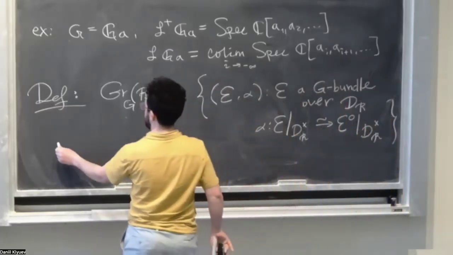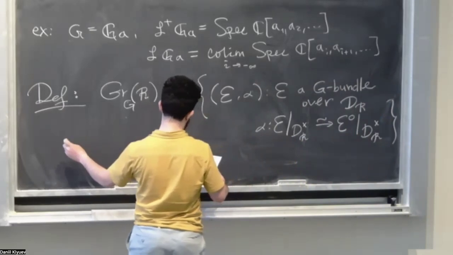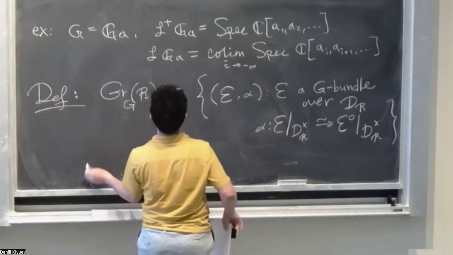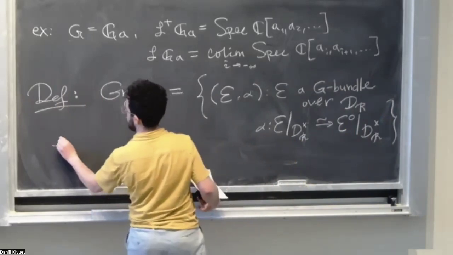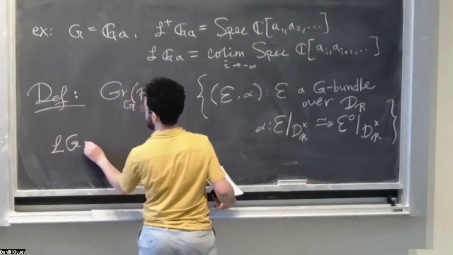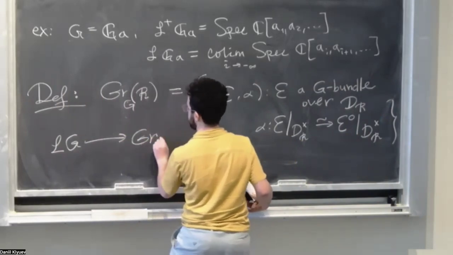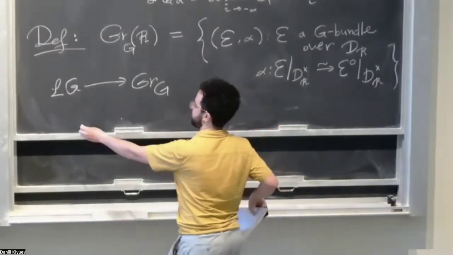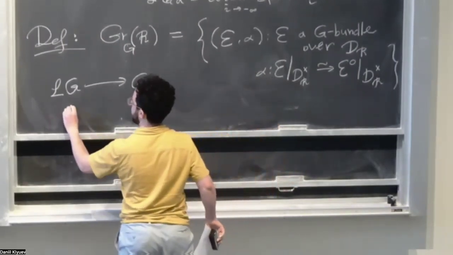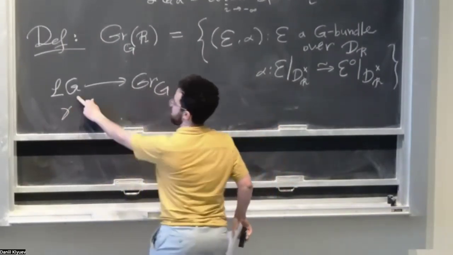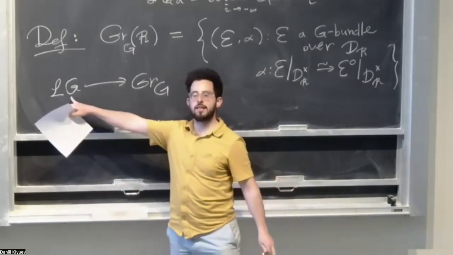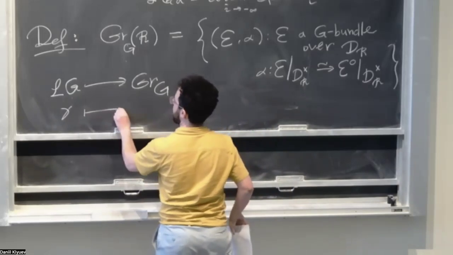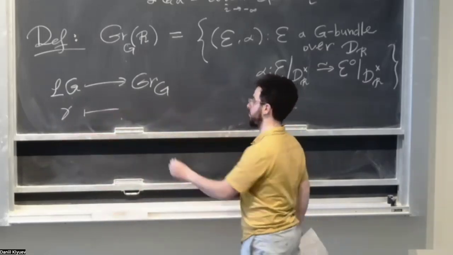And then, the main point of why I introduced all of this: I can define a map from loop of G to the affine Grassmannian. Remember, an element here is a map from the formal punctured disk to G.